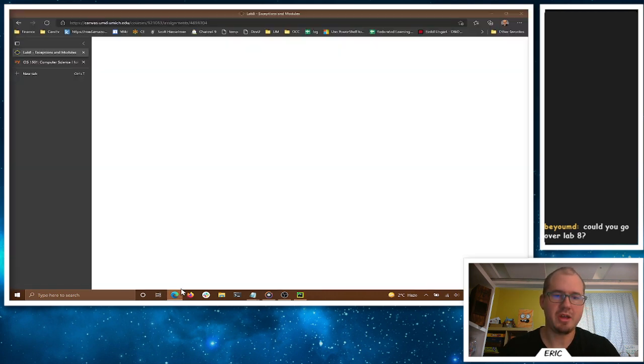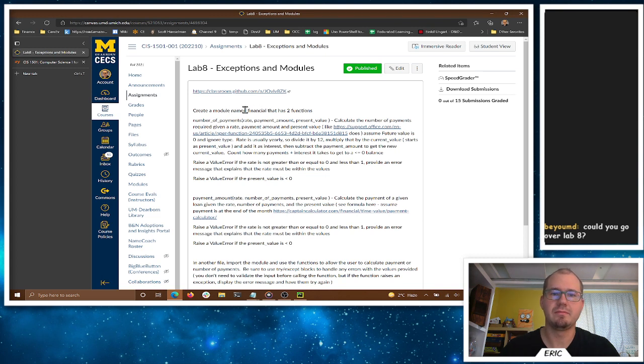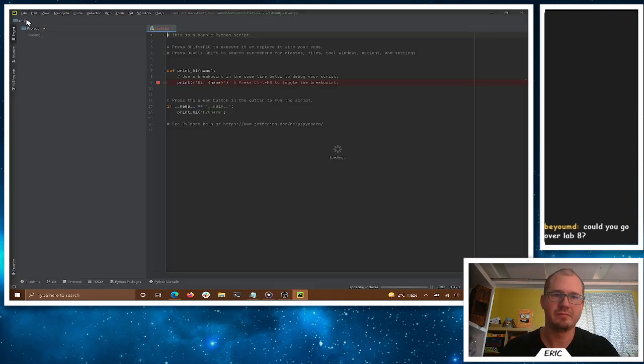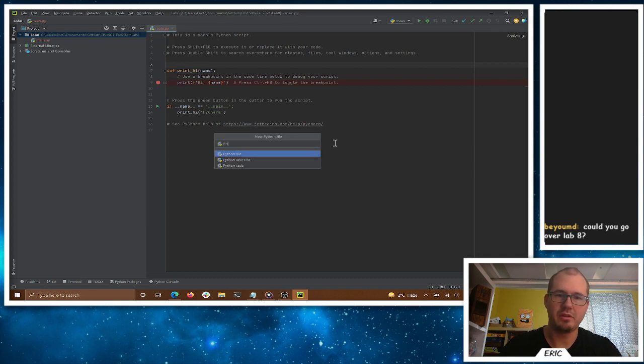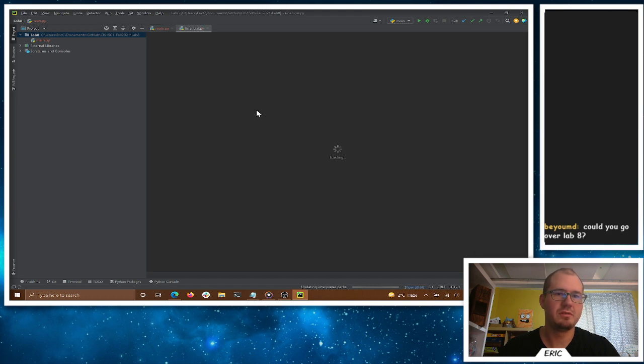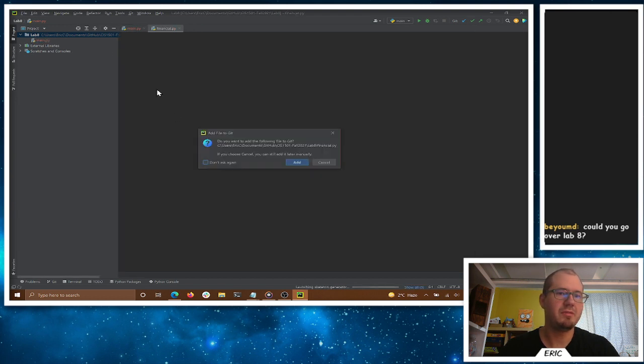So we're going to build this module with our two functions here. This financial module is going to have a number of payments and a payment amount as two functions. And we're going to include value errors if something was wrong with those parameters that were given to us. So we're going to add a new module, a Python file. That's all a module is, just another file. We'll call this financial. And we're going to have those two functions, the number of payments and the payment amount.